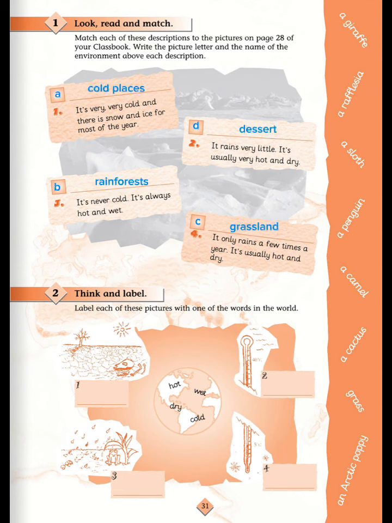It's very cold and there is snow and ice for most of the year. Cold places. Matches A. Number 2. It rains very little. It's usually very hot and dry. Desert. Matches D. Number 3.